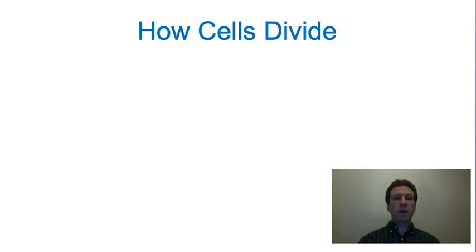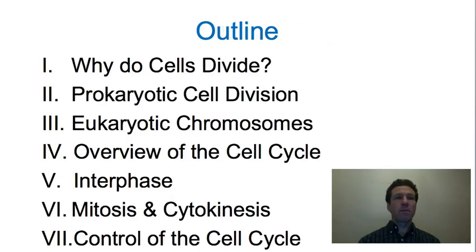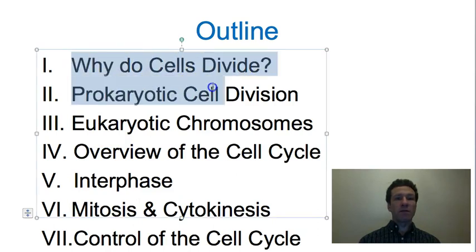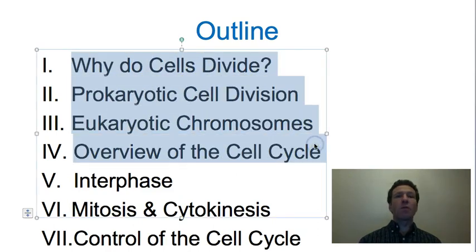In this lecture, we'll go over the first part of the chapter on cell division. We won't go over everything in this outline. We will focus on the first few topics. We'll talk about why cells divide, then we'll talk about the process of cell division in prokaryotes or bacteria.